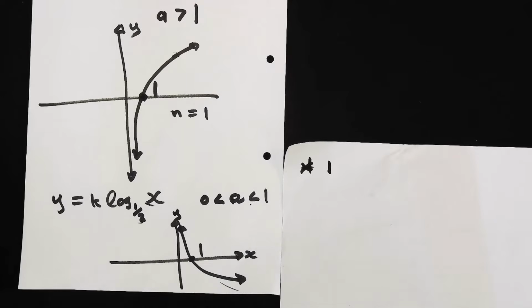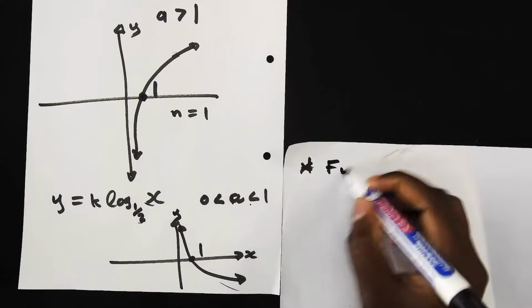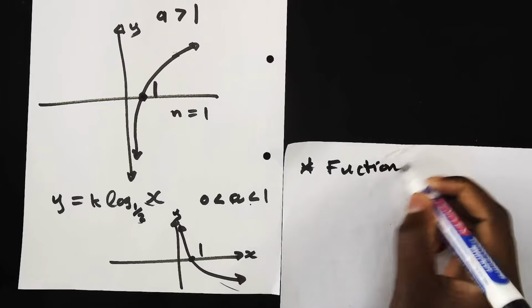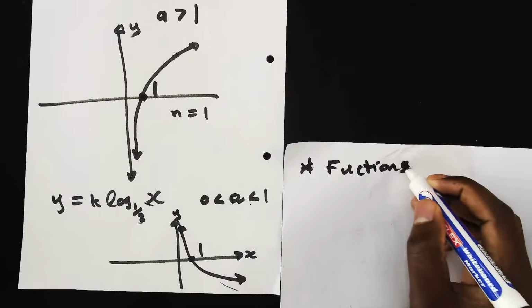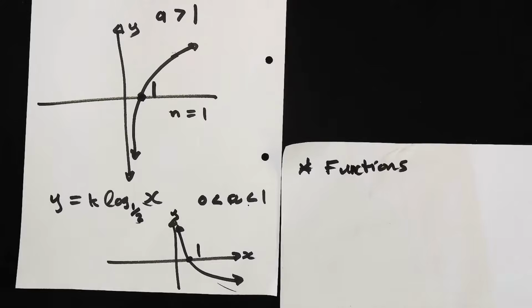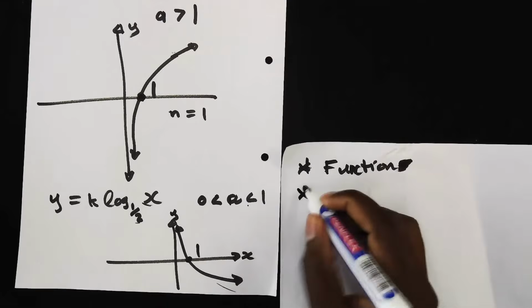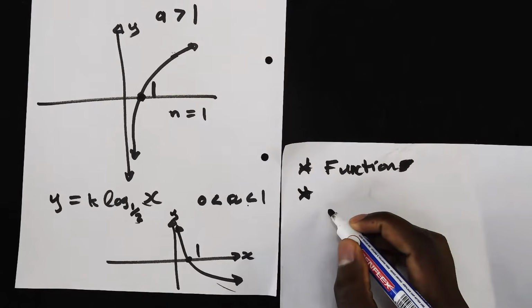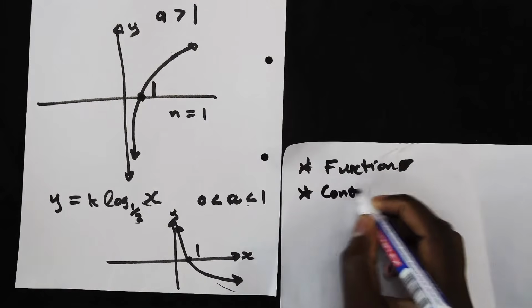Is it a function or is it a relation? It is a function. One value of x produces one value of y. Is it a continuous or discontinuous function? It is a continuous graph.